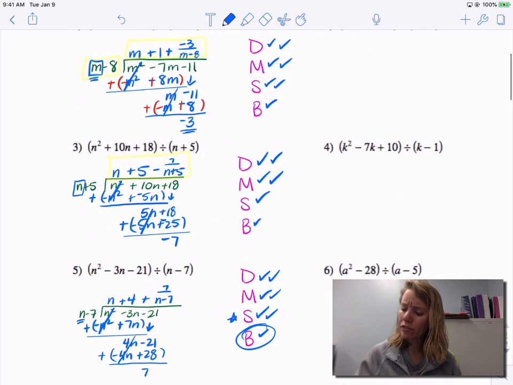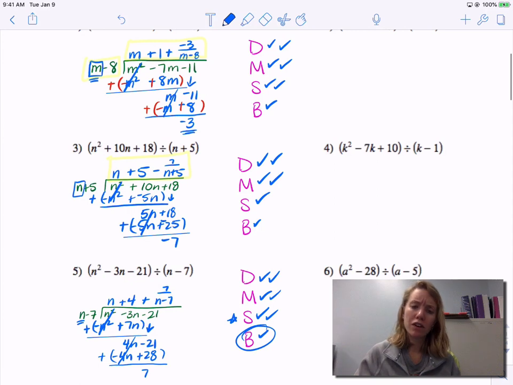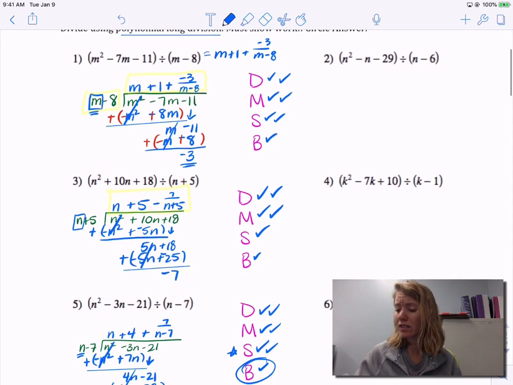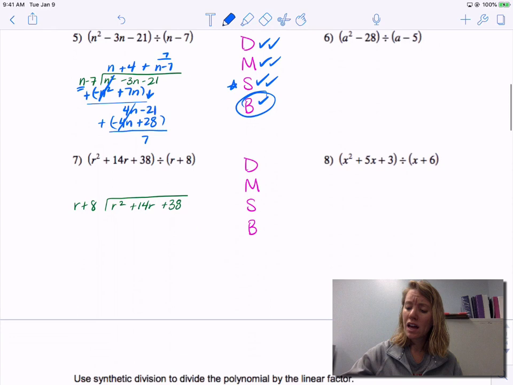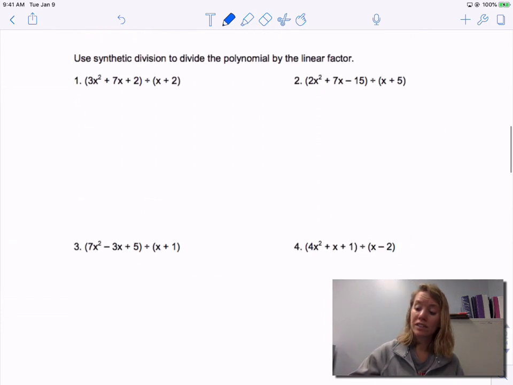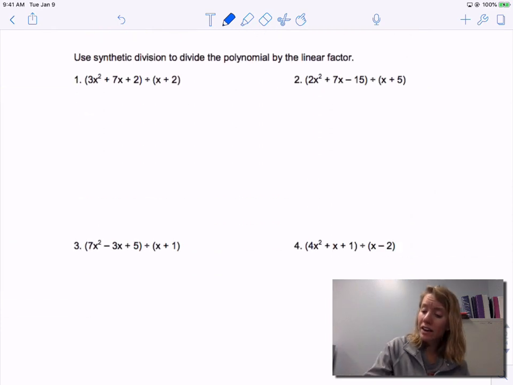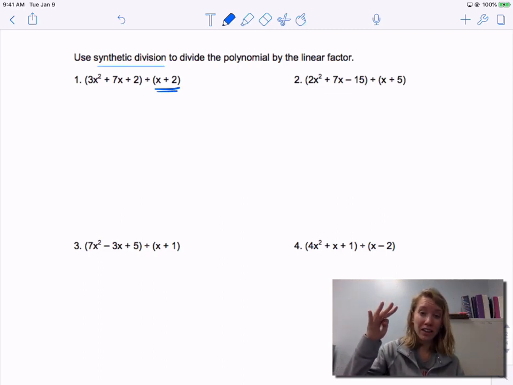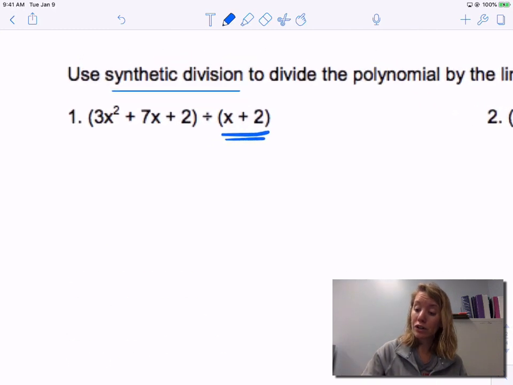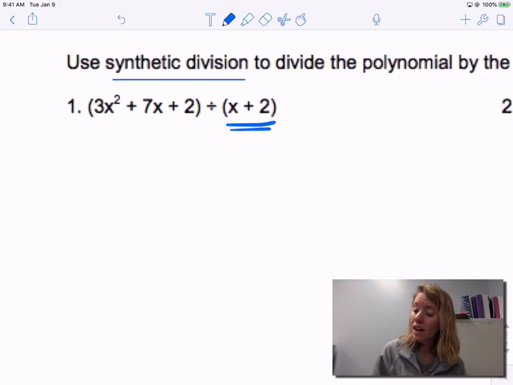I think that's probably good for our polynomial long division for now. Definitely try the rest of these. Try those evens, and then let's move on to our synthetic division. Remember, synthetic division is specifically when our divisor is a linear term. Again, that whole first page could have been synthetic division, but we just wanted you to practice that process. Synthetic division is kind of like a simplified version of long division.